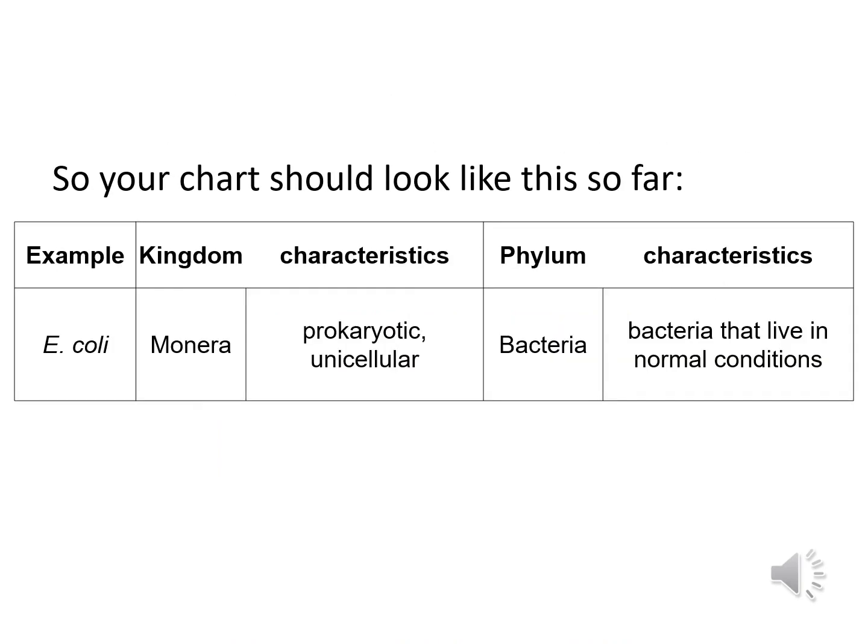At this point, you should have the first row of your chart filled in. It already had E. coli. You should have written Monera in the first square, prokaryotic and unicellular in the first rectangle, bacteria in the second square, bacteria that live in normal conditions in the third square. Oh, sorry, second rectangle. Whichever.